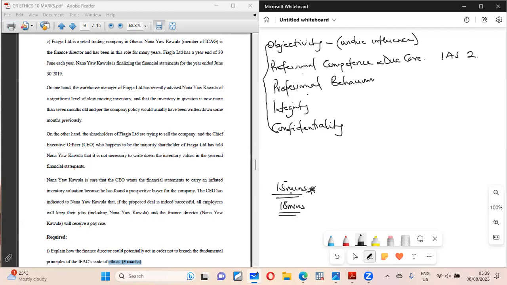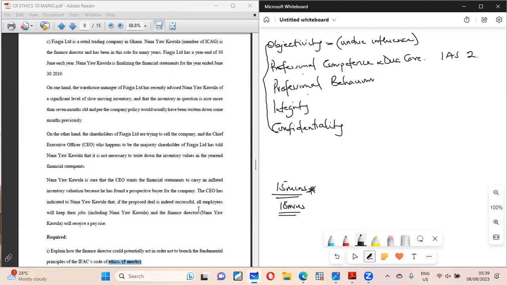All right. So you take objectivity and you mention the fact that he's being influenced by the CEO, which will not allow him to be straightforward, or it will cause some bias in terms of the treatment of the inventory. All right, so that is that.